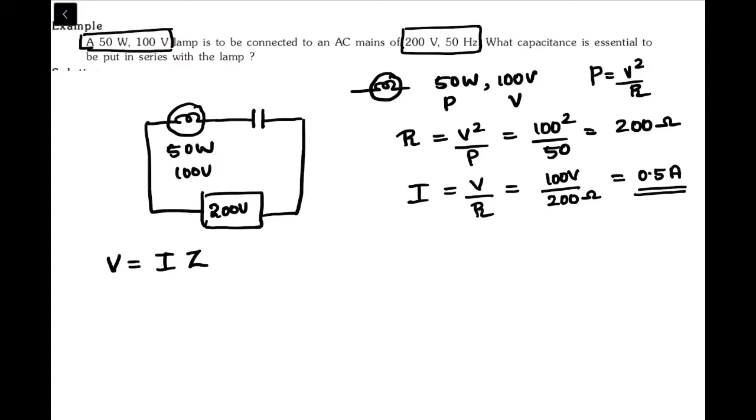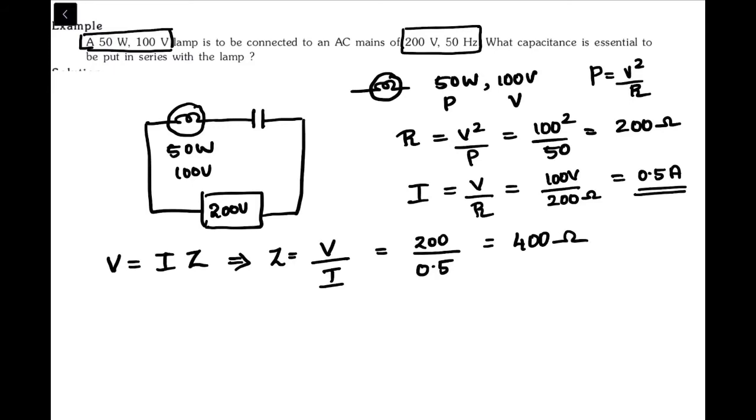Now, what is the impedance it should have? Impedance will be equal to voltage by current. Correct? From this equation, Z equal to V by I. What is the new voltage? It is 200. What is the maximum current it should flow? It is only 0.5 ampere, from which we can calculate the value of impedance this circuit should have. That means the new circuit should have 400 ohms.